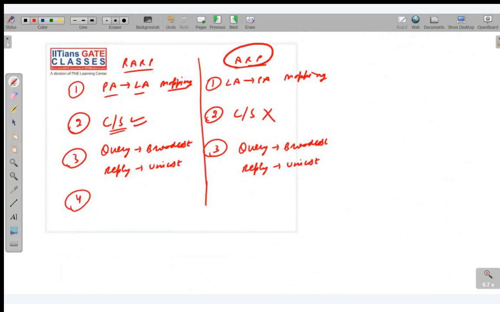But for RARP, since you have to install a server, in each and every subnet there should be a server. So here you will maintain one server, here also, and here also. Obviously that is not economical. If you have one network and you have created 4 subnets, then in all these 4 different subnets you have to install 4 different servers.